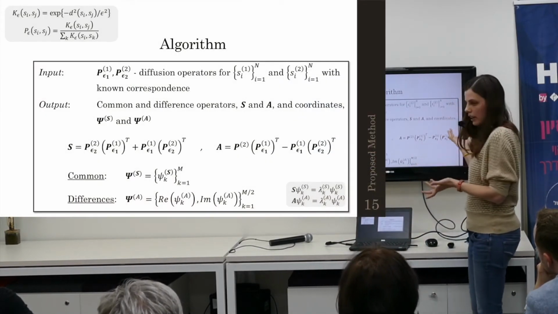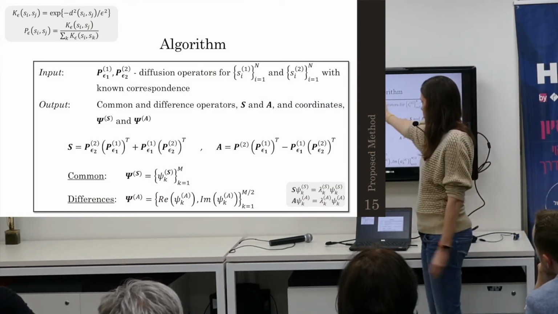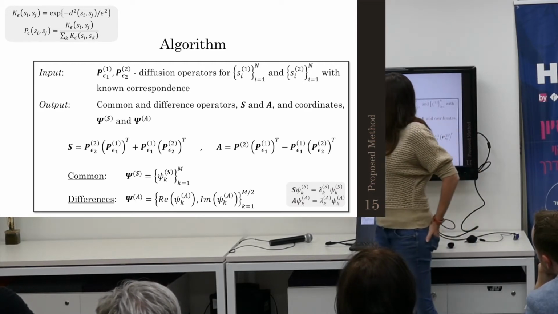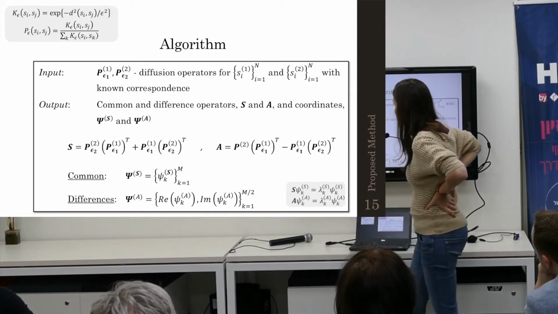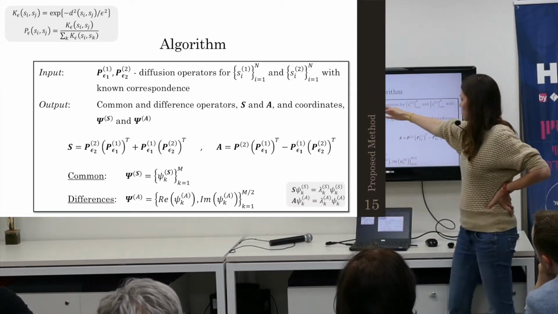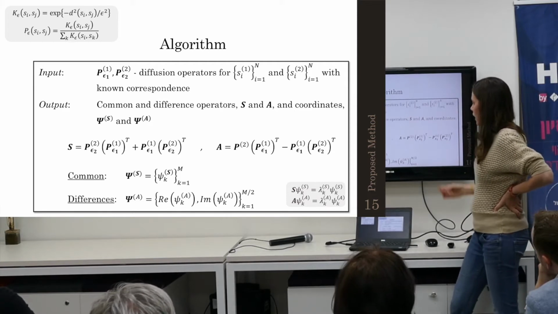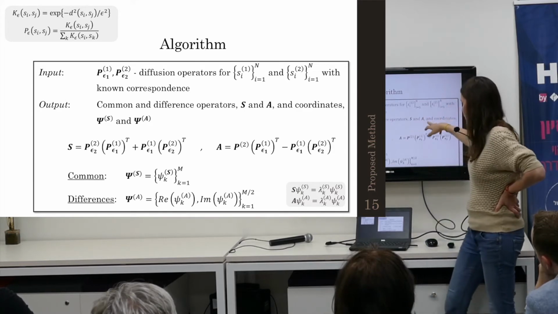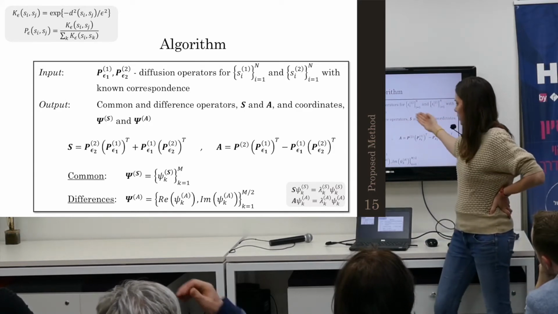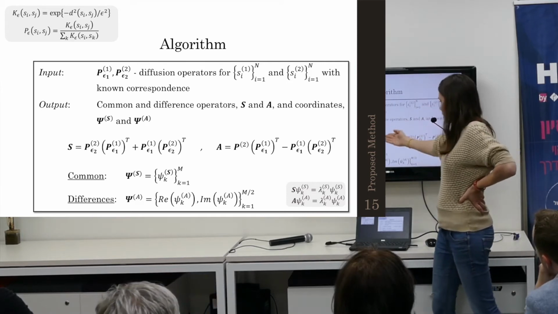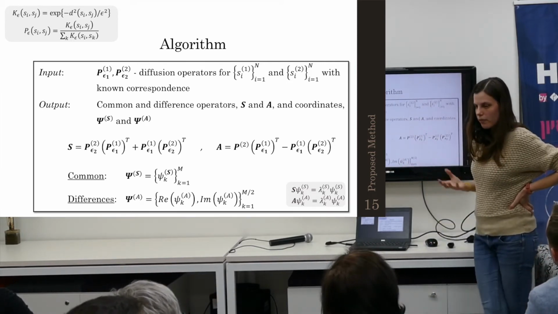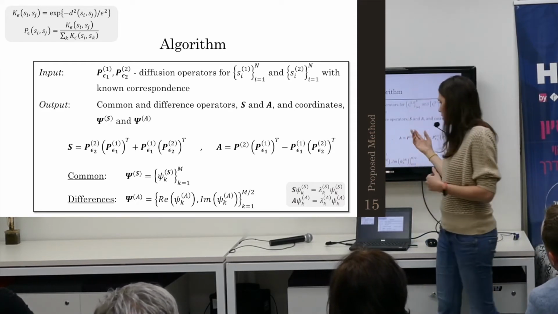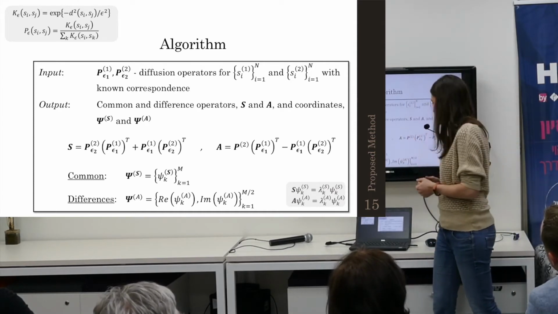Okay, so our algorithm is this. We take two diffusion operators, which I remind you are defined in this manner, as I showed before. So we take two diffusion operators for two data sets, and we want to construct two operators. We denote by S the common revealing operator, and by A the difference revealing operator, and from them we construct two representations. So the definition of our operators is rather simple, but we showed, also in a continuous setting, which I won't show, and also in a discrete setting, motivation for choosing such operators.